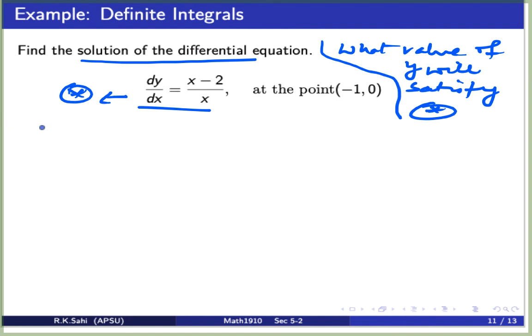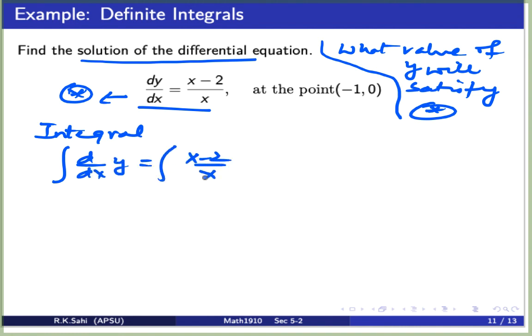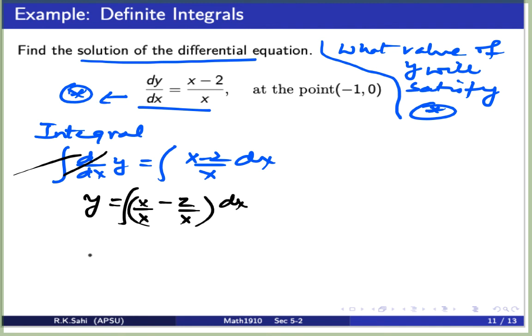Now, in order to find y, what are we going to do? We're going to integrate this problem. Remember, integrals and differentials cancel out each other. So the integral of d dx of y is the same as the integral of x minus 2 over x dx. So remember, the integrals and the differentials cancel out. So what do we get? It is y. And now this part is only one term, so it's going to be x over x minus 2 over x dx, which is the integral of 1 minus 2 over x dx.